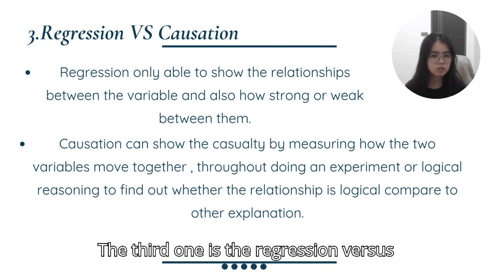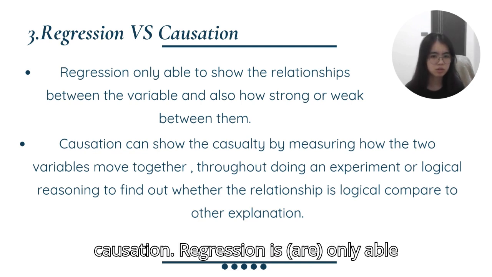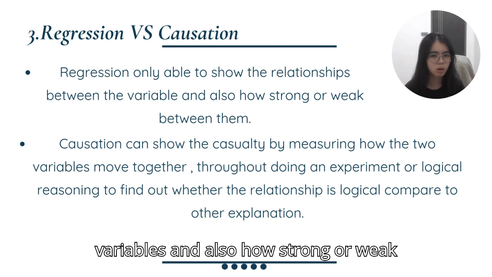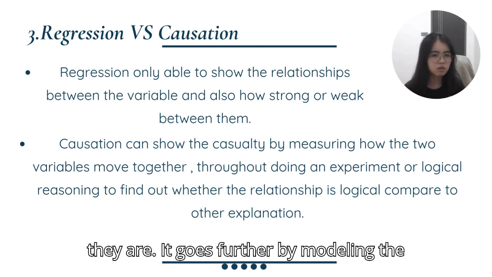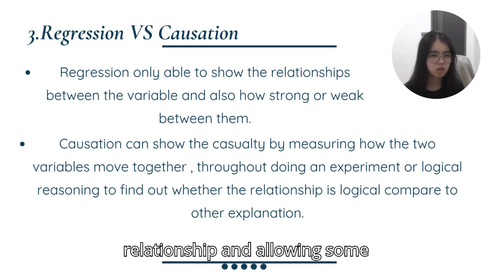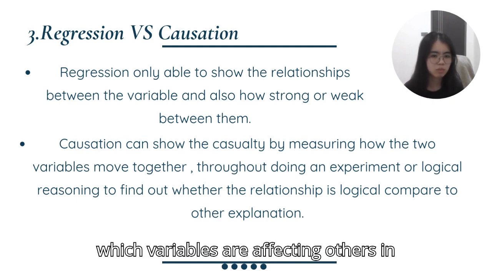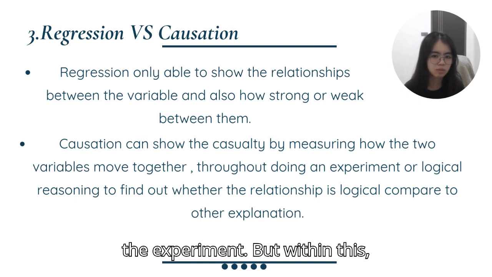The third one is the regression versus causation. Regression is only able to show the relationship between the variables and also how strong or weak they are. It goes further by modeling the relationship and allowing some predictions, and it can help to determine which variables are affecting others in the experiment.